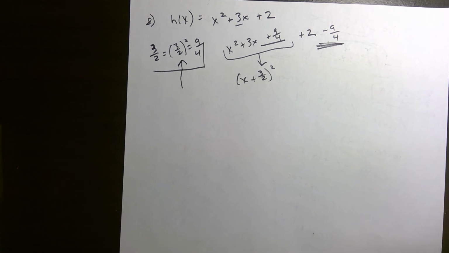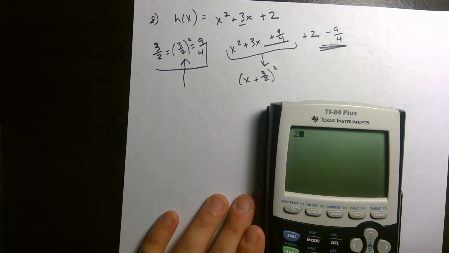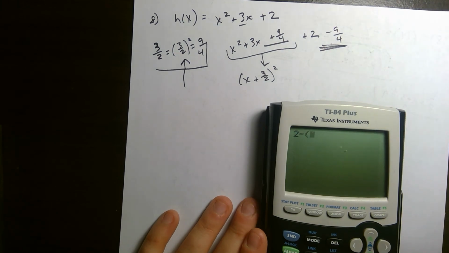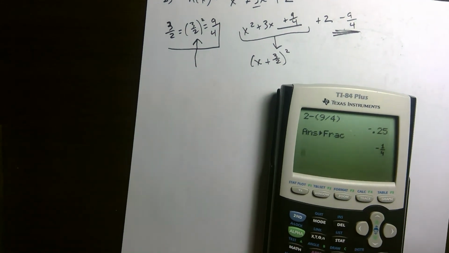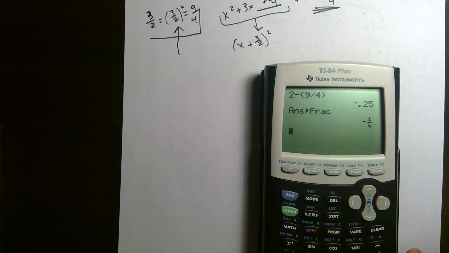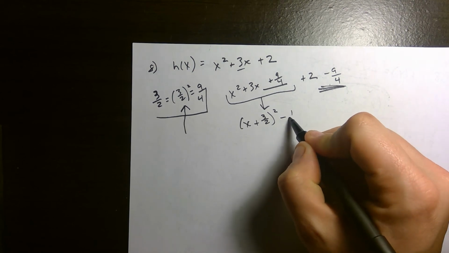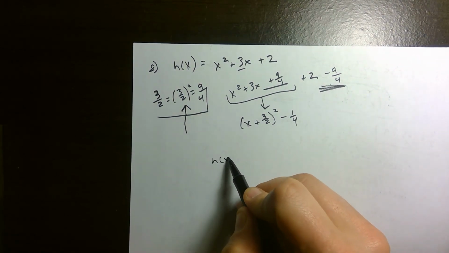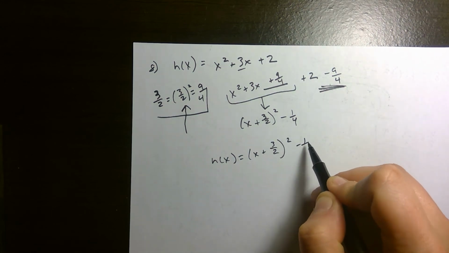And so we're going to calculate this, and I'm going to show you again how to type this in just to make sure you can. So you're going to put the number 2, a subtraction sign, parenthesis, 9 divided by 4, enter. Now remember, we don't want decimals, and so everyone's calculator is different, but somewhere you have a button that's going to allow you to take this decimal and turn it into a fraction. Most of your calculators, it's the FD button, so you might have to look for it. But I'm going to get negative 1/4, and so this is just going to say subtract 1/4. And so I get to write that h of x equals (x plus 3/2) quantity squared minus 1/4.